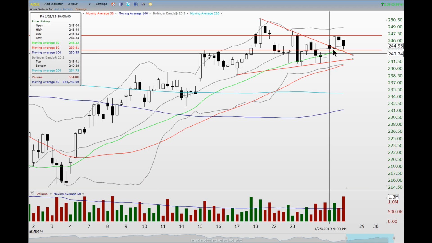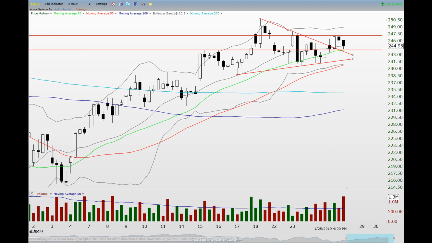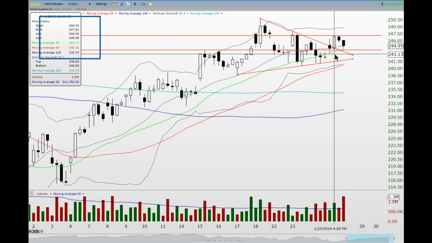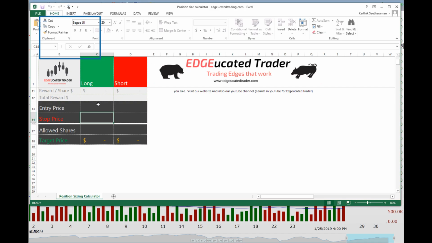So if I'm entering this trade, I'm going to be entering at the break of this candle. I'm just going to look at the high of the candle, which is 247.01. You can see it over here actually. If you keep looking at the top area, you can see the actual numbers. Let me just show you again. So this white candle, you can see the high is 247.01. So let's say I want to enter at 247.02. So that would be the entry point, 247.02.